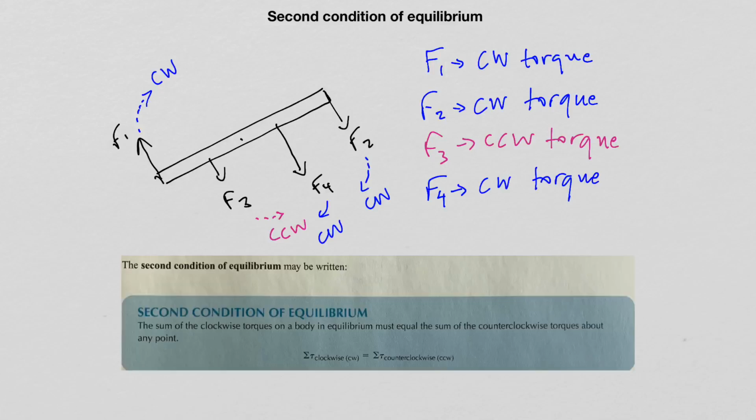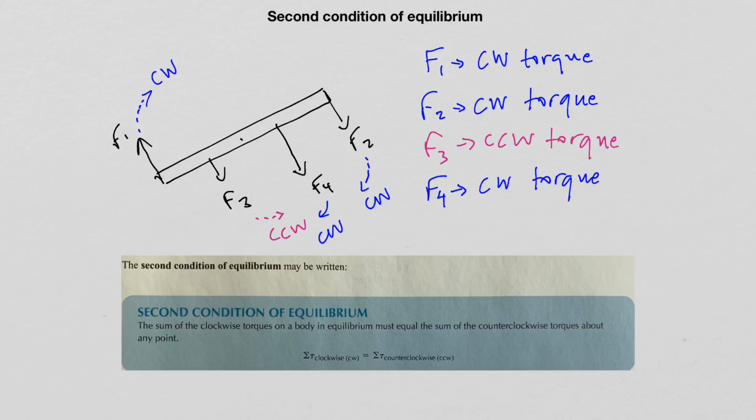And so the second condition of equilibrium simply states that the sum of all clockwise torques on a body in equilibrium must be equal to the sum of the counterclockwise torques on the body in equilibrium, and that is about any point of rotation. So no matter how I select my point of rotation on a body, the sum of all clockwise torques must be equal to the sum of all counterclockwise torques.